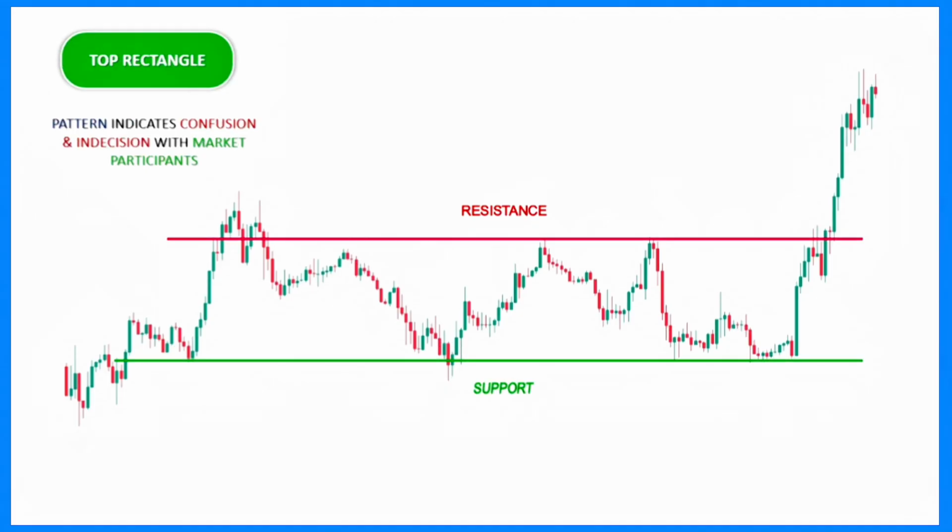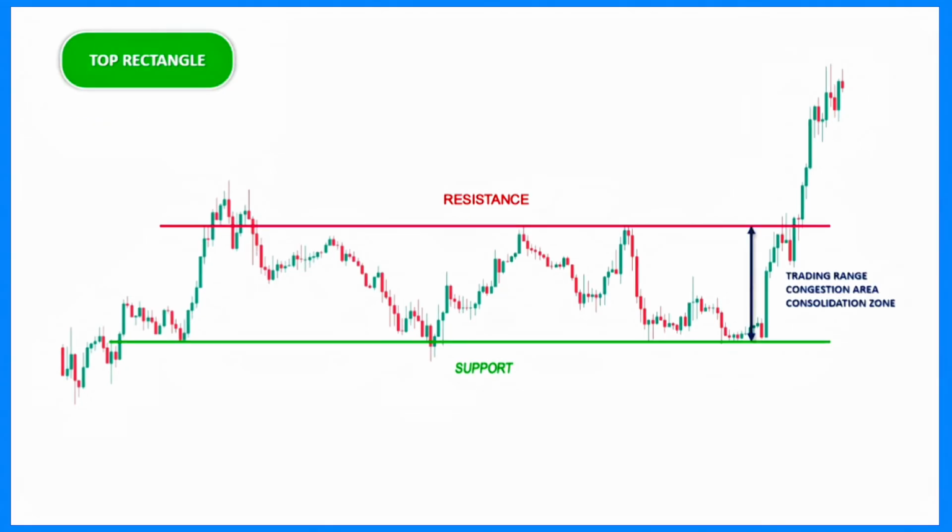A rectangle formation shows a period of indecision between buyers and sellers. Think of it as a boxing ring. Both sides are throwing punches, but neither has clear dominance over the other. Rectangles are also called trading ranges, congestion areas, or consolidation zones. Because we're focusing on continuation patterns, we expect the price to continue in the direction of the existing trend after a breakout. There are two main types of rectangles.